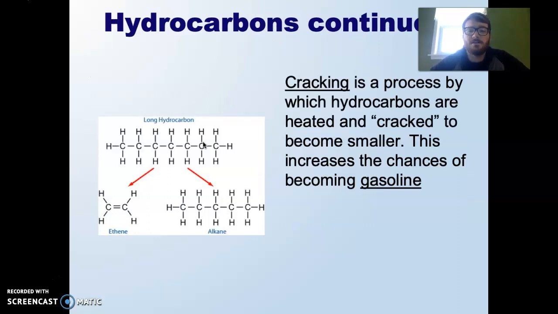Cracking is a process in which hydrocarbons are heated and cracked to become smaller. This increases the chance of becoming gasoline. So you have this massive hydrocarbon, that's just what I was talking about. And it's heated, it cracks apart, and becomes two different things, potentially gasoline. So anyway, that's just a process, the cracking process.